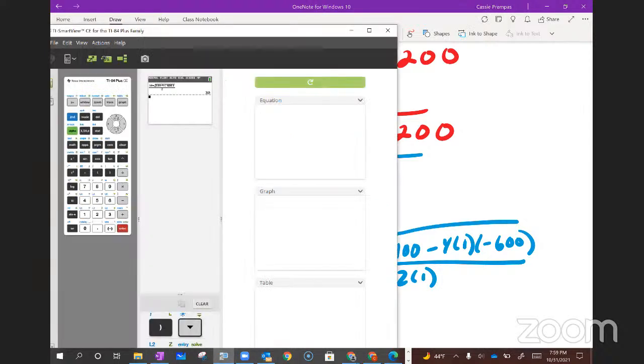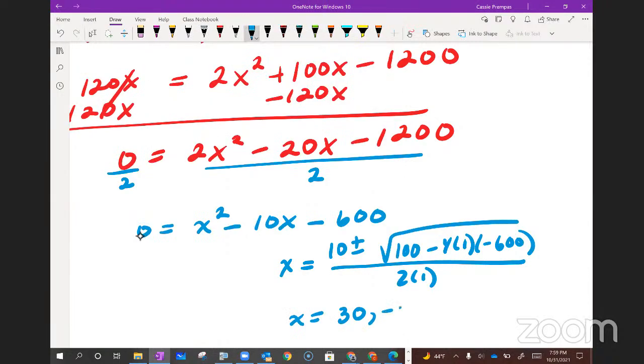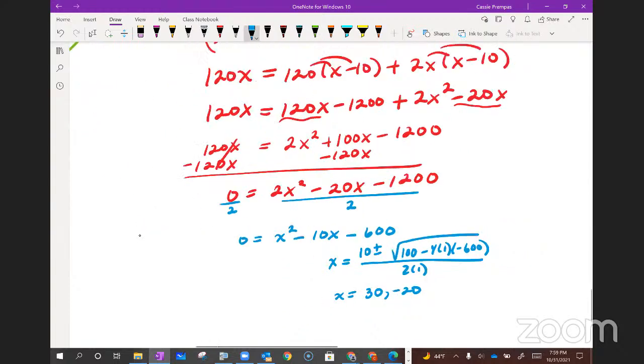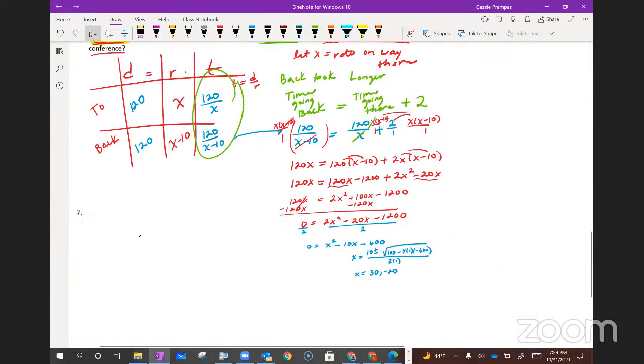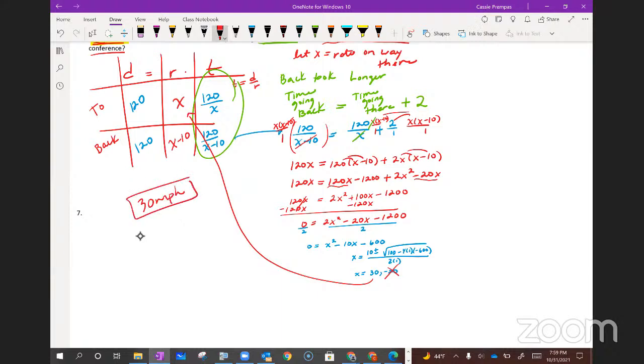Let's see. If I copy this up and make this a minus, there, that's negative 20. Which one doesn't make sense here? Well, x represents the rate on the way there, so negative 20 is obviously no good. So 30. So that would be 30 miles per hour. That's it.